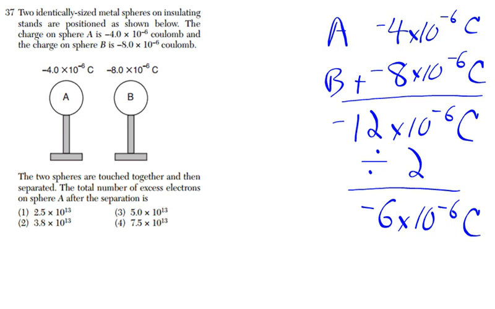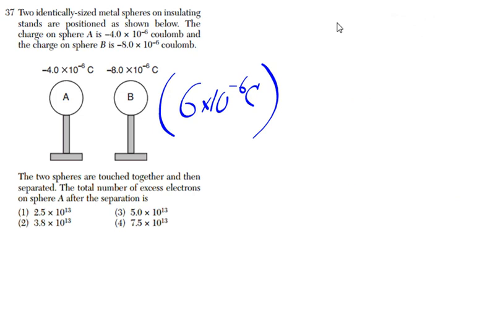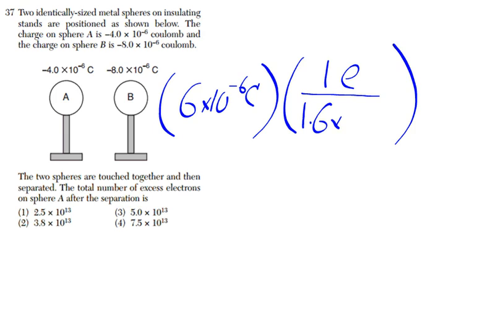But we haven't answered the question yet. What we want to know is how many excess electrons this is. So let's take that negative 6 times 10 to the negative 6 coulombs and convert that into electrons or elementary charges. Let's clear up a little bit of space here. Take that 6 times 10 to the negative 6 coulombs and convert it into elementary charges. We can do that by noting that one elementary charge is equal to 1.6 times 10 to the negative 19 coulombs, the value of one elementary charge, which you can look up in your reference tables.